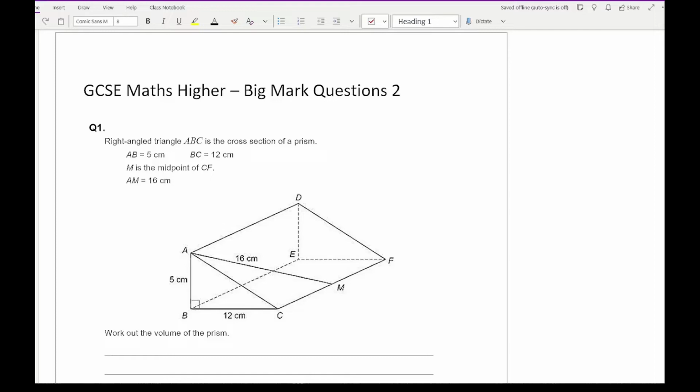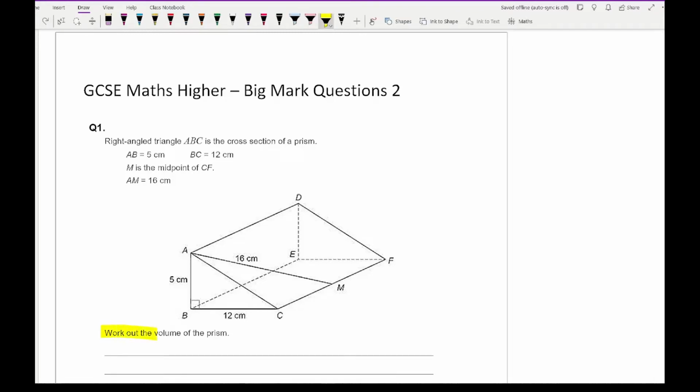So looking at question 1 now, if you've not printed out a copy of this question, I strongly recommend you pause the video and have an attempt at it before we go through it. It says that a right angle triangle ABC is the cross section of a prism, and we've got the measurements here, and the question is asking us to work out the volume of the prism.